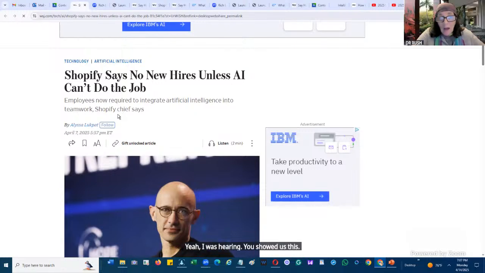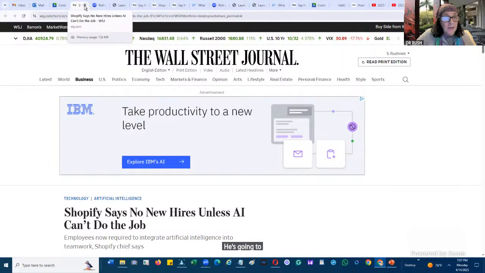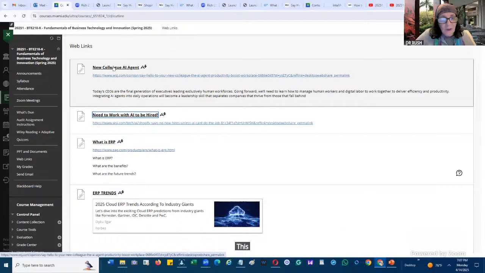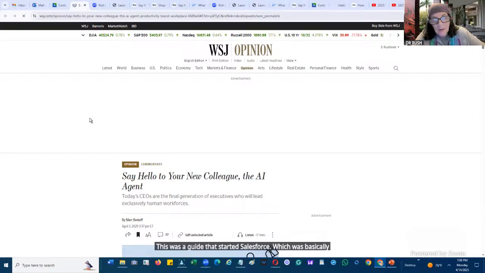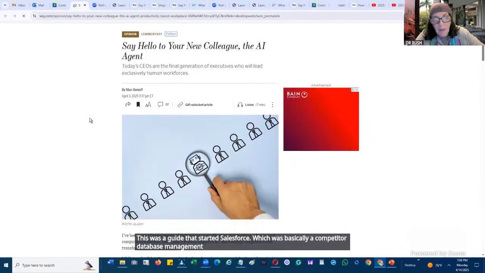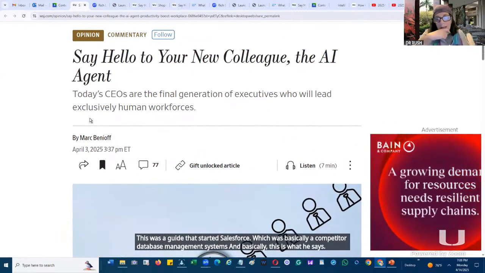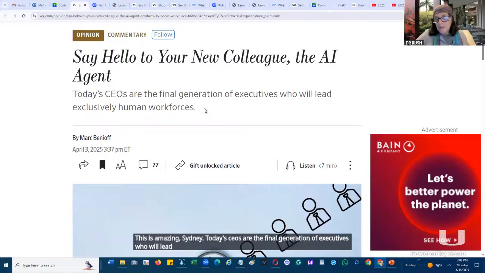You remember this one, employees now required to integrate artificial intelligence into teamwork? He's going to say, if I'm going to hire, I'm going to do that. Well, the same thing now. This was a guy that started Salesforce, which was basically a competitor in database management systems. And basically, this is what he says. This is amazing, Sydney.